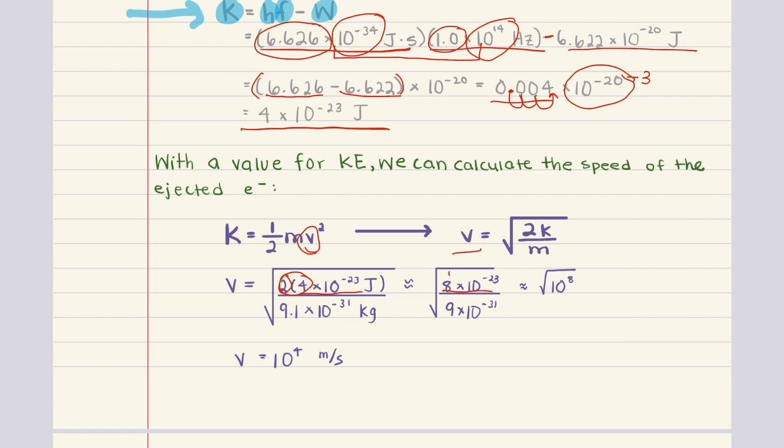I'm going to approximate this 8 as a 9. So now we have 9 divided by 9. That gets us 1. And then we have 10 to the minus 23 divided by 10 to the minus 31. This is going to simply be 10 to the minus 23 minus negative 31. And that gets us 10 to the 8. So now we just need to take the square root of 1 times 10 to the 8, and this gives us 10 to the 4 meters per second for the speed of the electrons.